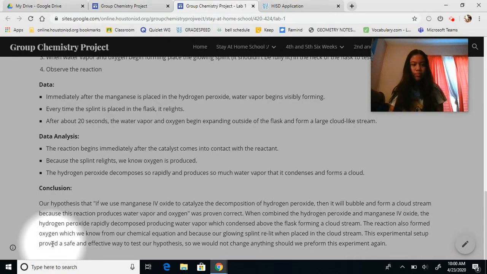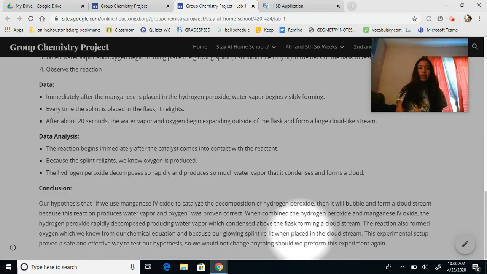This experiment setup proved a safe and effective way to test our hypothesis, so we would not change anything should we perform this experiment again.